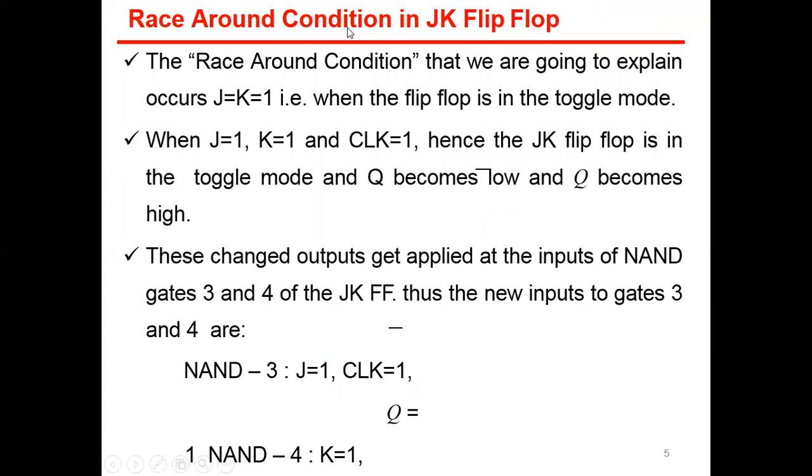Now the race around condition in JK flip-flop occurs when J equal to K equal to 1. That means when the flip-flop is in toggle mode, with J equal to 1, K equal to 1 and clock equal to 1, Q becomes low and Q bar becomes high. This changed output gets applied at the input of NAND gates 3 and 4 of the JK flip-flop. Thus the new inputs to gates 3 and 4 are J equal to 1, clock equal to 1 and Q equal to 1.